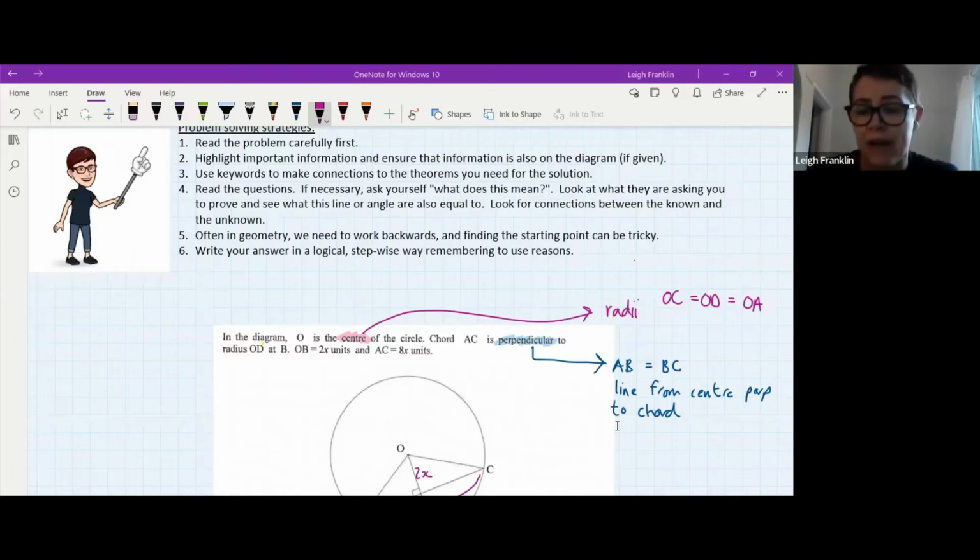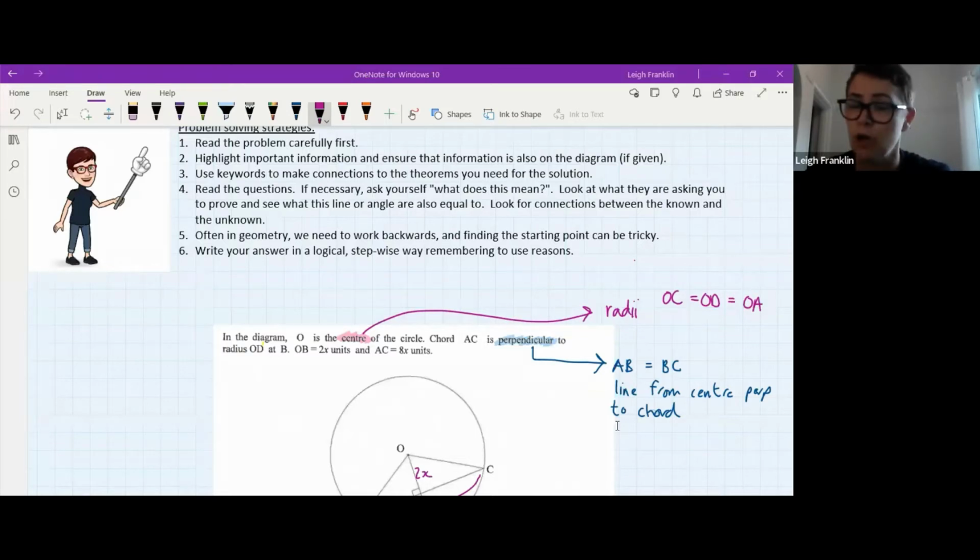Something that I think is really important is that when you read information or when you read a question, always ask yourself, what does this mean? Like, if they say to you, prove that a line is a tangent to a circle, what does it mean? Which angles do you need to prove are equal to one another? Or if they ask you to prove 2 pieces of a line are equal to each other, what does that mean? What do we need in order to be able to do that? Look at what they're asking you to prove and see what this line or angle is also equal to. Look for connections between the known and the unknown.